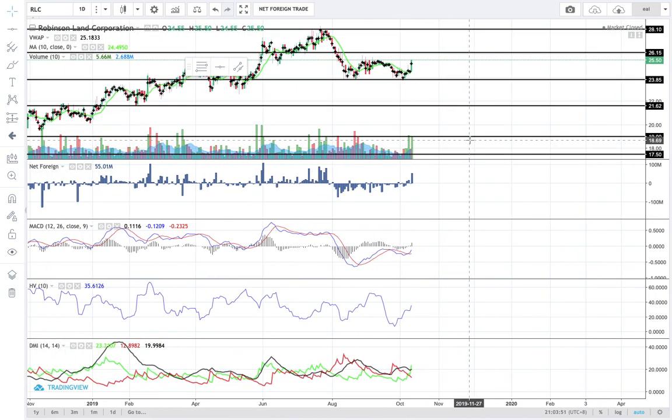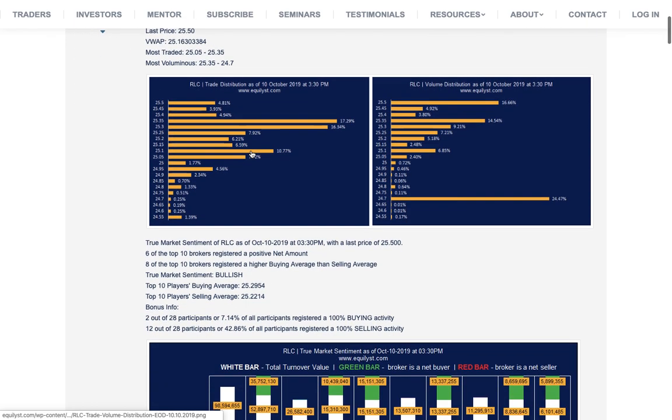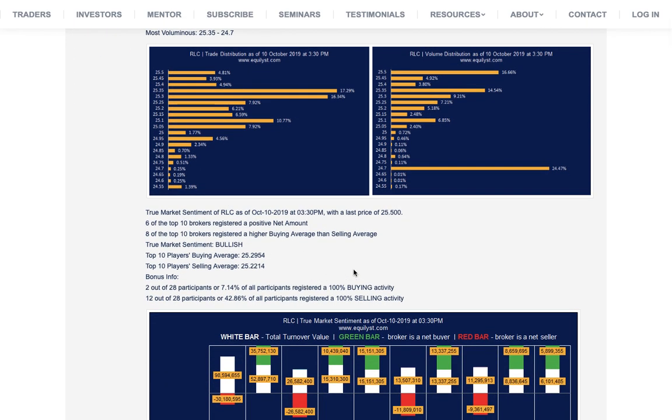The 10 SMACD combo is bullish. Foreign investors registered a net foreign buying worth 55 million pesos. Risk level is low. And the momentum power indicator is bullish. The true market sentiment is also bullish.